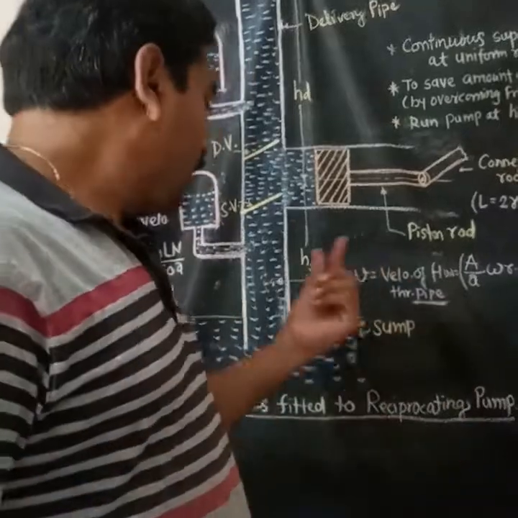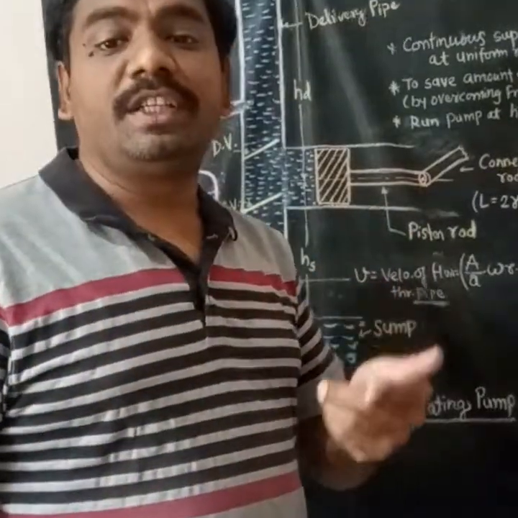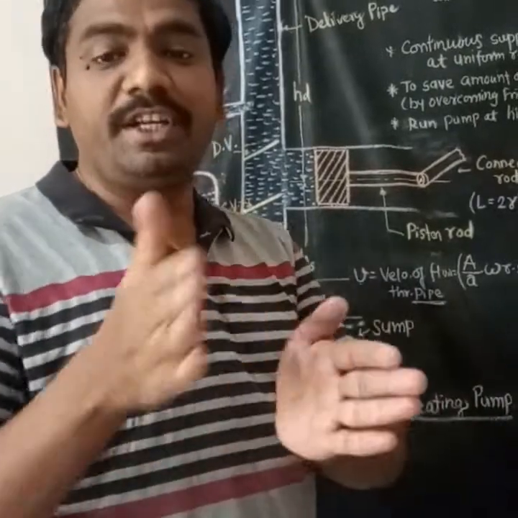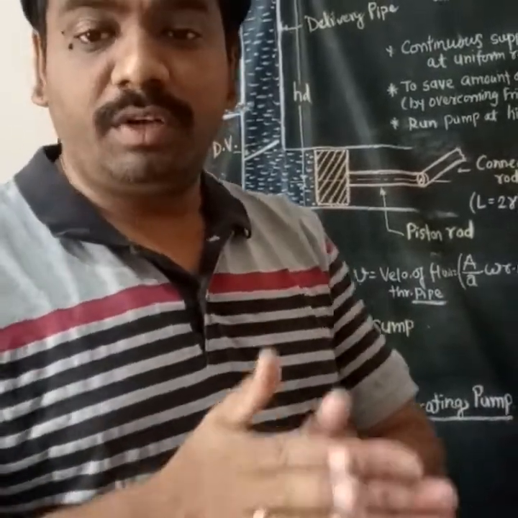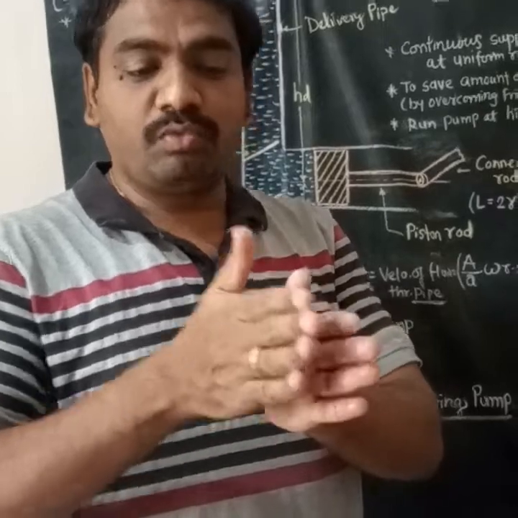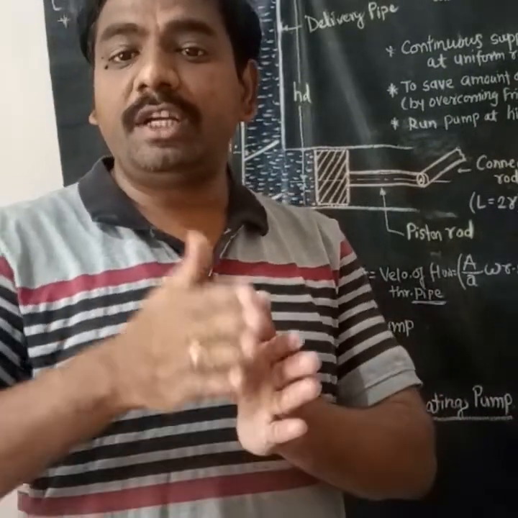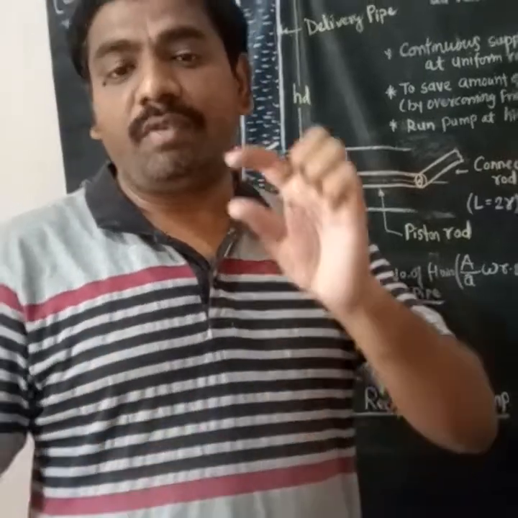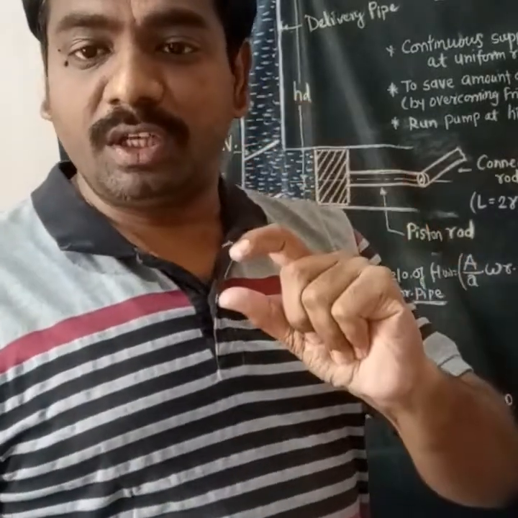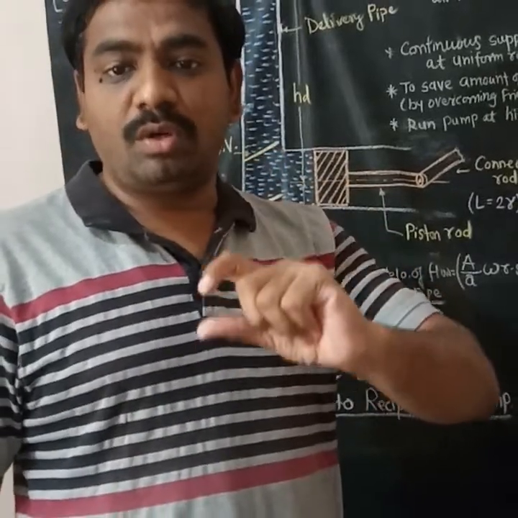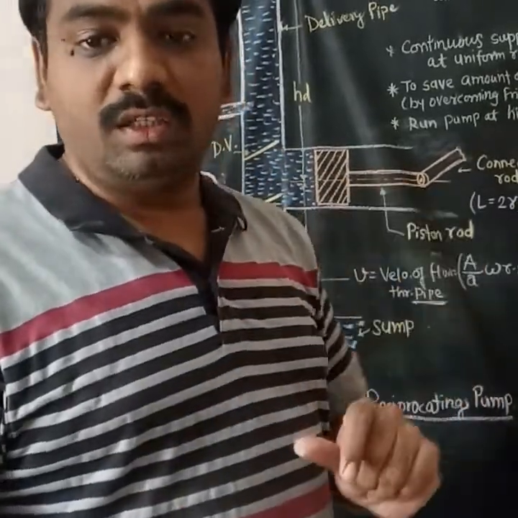So what happens in the second half of the suction stroke? The second half of the suction stroke is from 90 degrees to 180 degrees. As you know, when the piston moves from 90 to 180 degrees, retardation takes place, and during retardation the value of this HAS is going to be reduced from the HS.